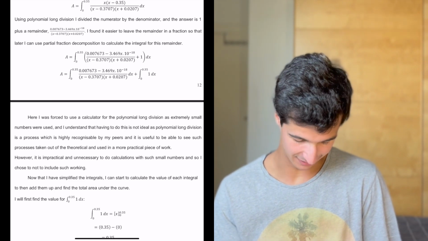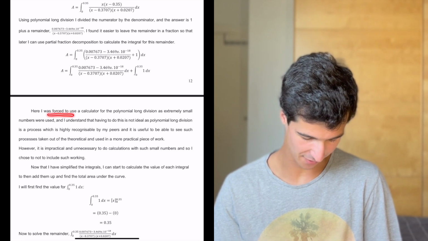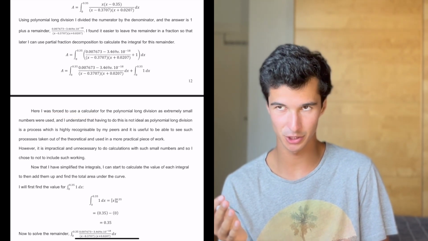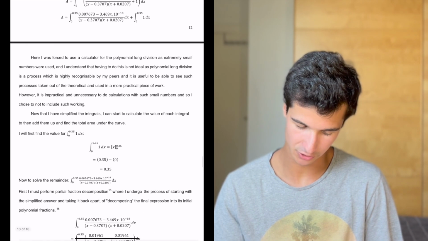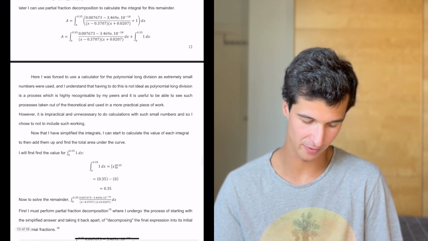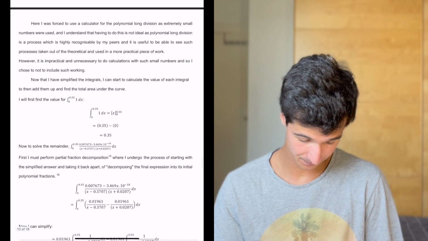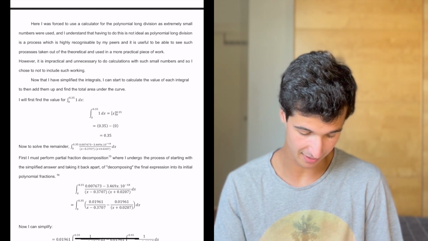So now we start integrating. There is long division, which I was forced to use a calculator for. Obviously, I'm not going to do long division in my head. That would be stupid. Like this stuff, just me trying things out, figuring out how on earth I could do this. I understand this is not ideal process, which is highly recognizable by my peers.